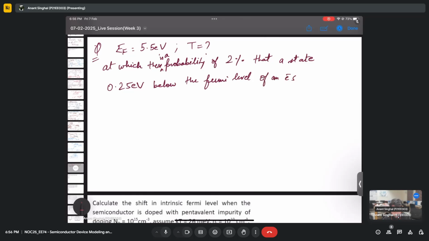So try to understand the problem. The electrons in this material follow the Fermi Dirac distribution. First of all, you need to determine the temperature at which there is a probability of 2% that a state 0.25 eV below the Fermi level will be empty. Sorry, I forgot to write will be empty. Empty is the keyword. Are you able to understand the question? If not, please let me know. I'll do it.